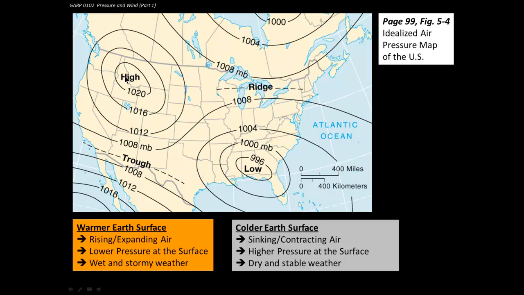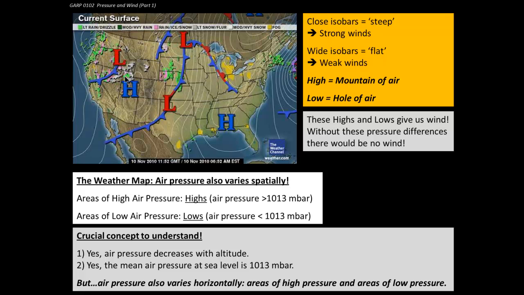But what we're interested in here is not so much the weather. We are interested in this concept of pressure differences, and how that relates to wind. So, on average, yes, the higher you go in the atmosphere, the lower the air pressure gets. And yes, the average air pressure at sea level is 1,013 millibars.